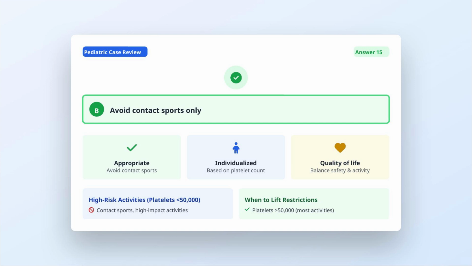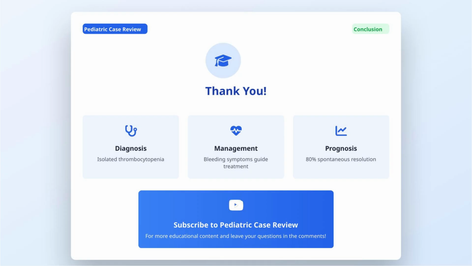For a child with a platelet count of 35,000 per microliter, avoiding contact sports and high-risk activities for head trauma is appropriate, while allowing other normal activities. Activity restrictions should be individualized based on the child's platelet count, bleeding history, developmental stage, and lifestyle. Complete restriction of all activities or bed rest is rarely warranted and may negatively impact quality of life. As the platelet count rises above 50,000, most activity restrictions can be lifted, though extremely high-risk activities may still be avoided until counts normalize.